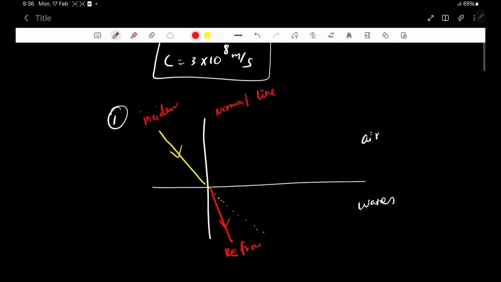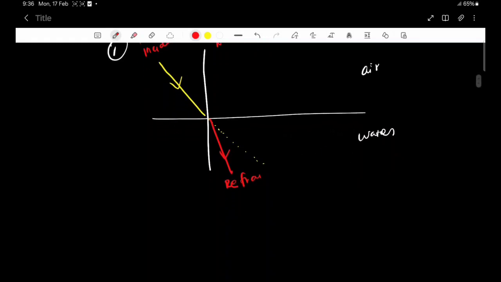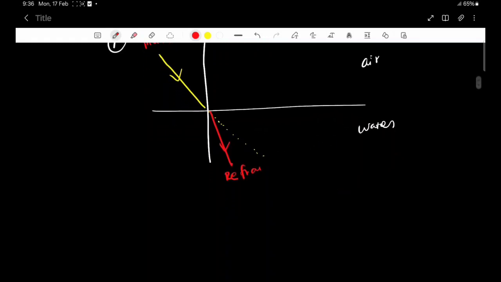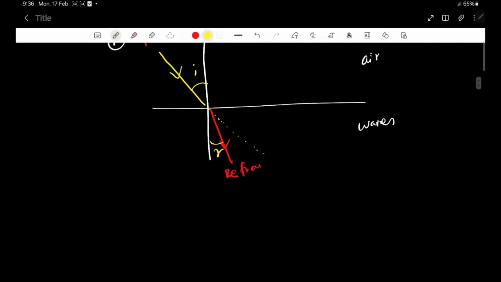So here we can define the two statements. The first statement tells you that the incident ray, refracted ray and normal line, all three lines are confined to the same plane. This is the first statement of the laws of refraction. The second statement gives you the quantitative relationship between the incident ray and refracted ray. Let's say this incident ray is making some angle i to the normal line, and this refracted ray is making some angle r to the normal line. The second statement of the laws of refraction gives you the correlation between this i and r.